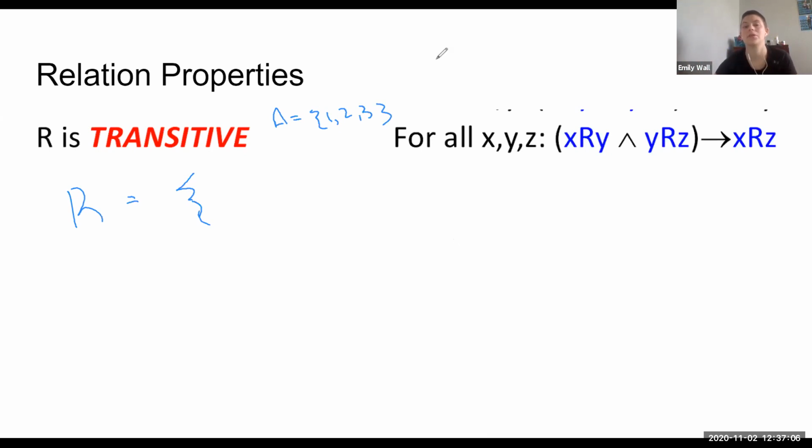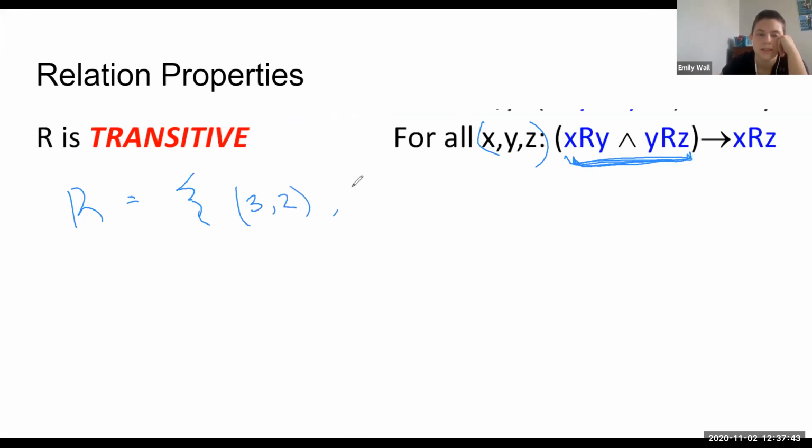But notice, we do recognize the definition is for all triple pairs X, Y, Z of things in A. It's just that this part is going to be false for pairs not in our relation. So the work we do to figure out transitive feels different than the work we do to figure out reflexive. And that's okay. But just remember that they're similar.